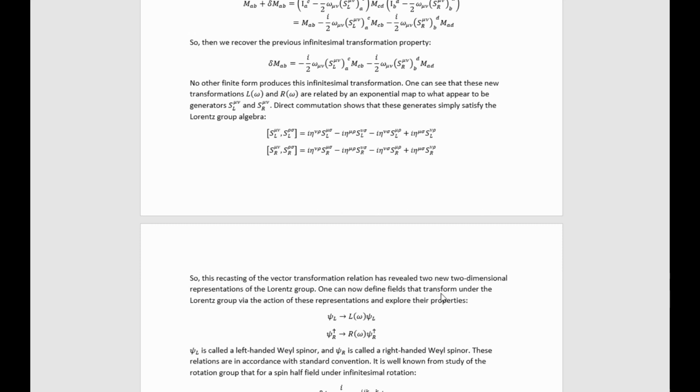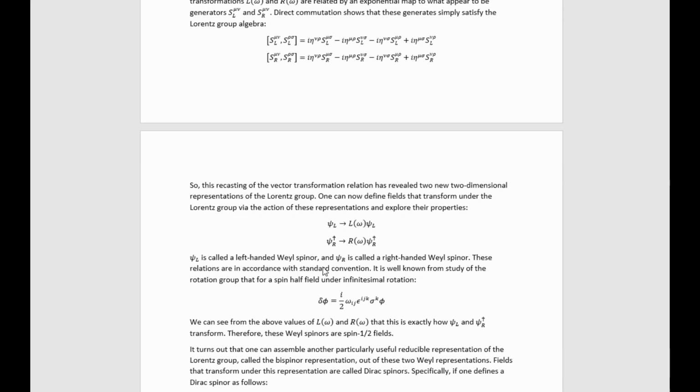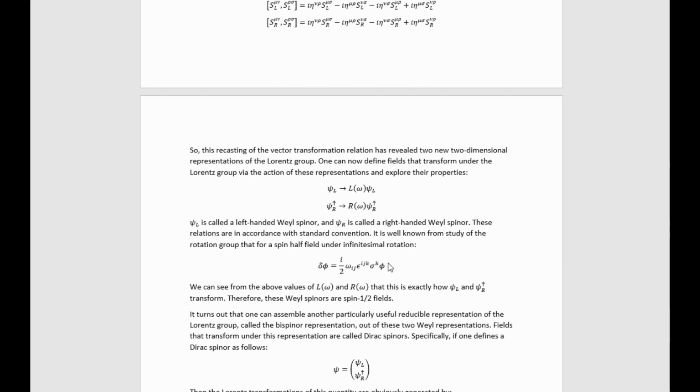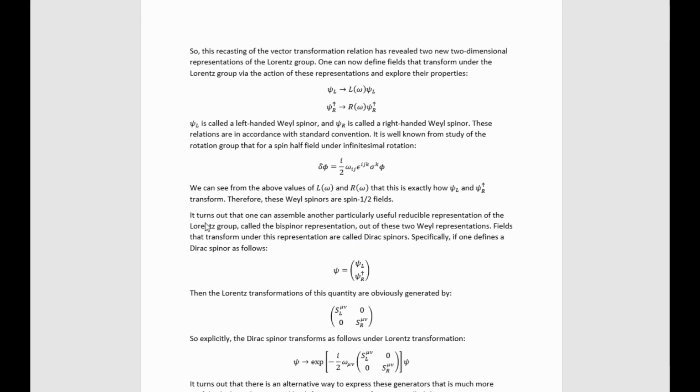One can now define fields that transform under the Lorentz group via the action of these representations and explore their properties. Psi L is called a left-handed Weyl spinor and psi R is called a right-handed Weyl spinor. These relations are in accordance with standard convention. It is well known from study of the rotation group that for a spin-half field under infinitesimal rotation, we have this change. One can see from the above values of L of omega and R of omega that this is exactly how psi L and psi R dagger transform. Therefore, these Weyl spinors are spin-half fields.